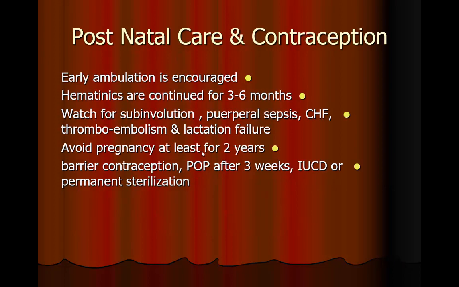Postnatal care and contraception: early ambulation is encouraged, hematinics are continued for 3 to 6 months, and watch for subinvolution, puerperal sepsis, congestive heart failure, thromboembolism and lactation failure. Avoid pregnancy for at least 2 years. Barrier contraception, progesterone-only pills after 3 weeks, an intrauterine contraceptive device or permanent sterilization should be done.